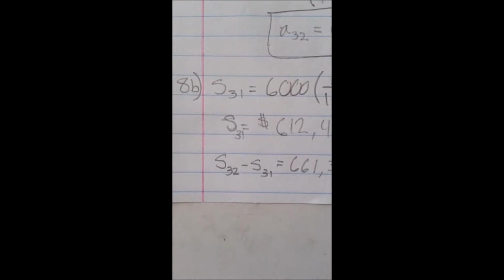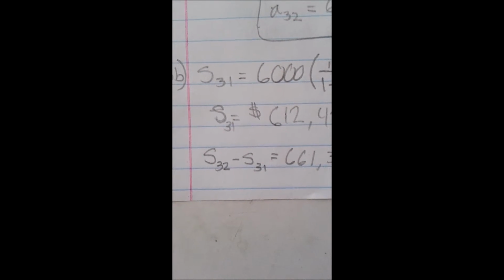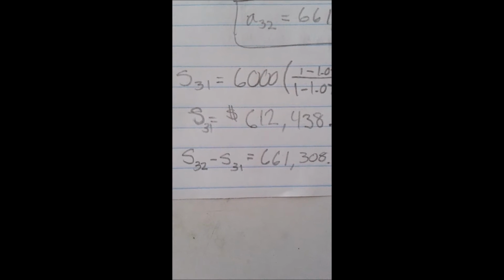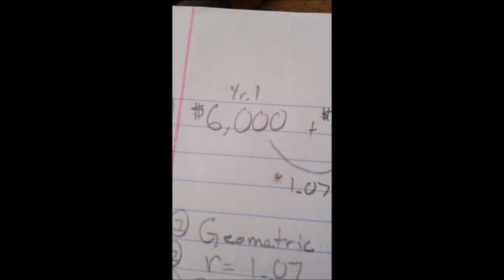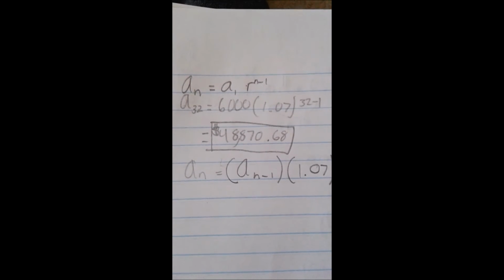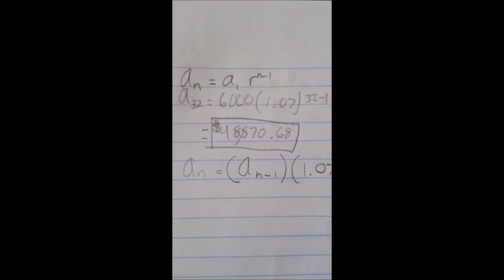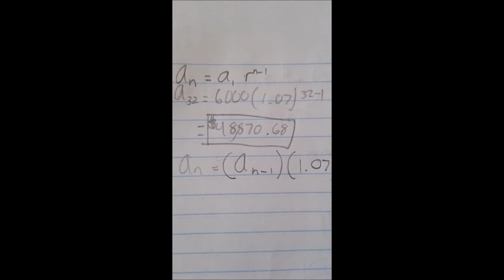For 8B, it's asking how much was added to your retirement account in just the last year. So we take the same numbers, we only take the first number here, and we take the common ratio and put them into the same equation, and then we simplify, and our answer is 48,870.68. Or you can plug in the numbers all at once in a different formula and get the same answer, just in one step or two steps.